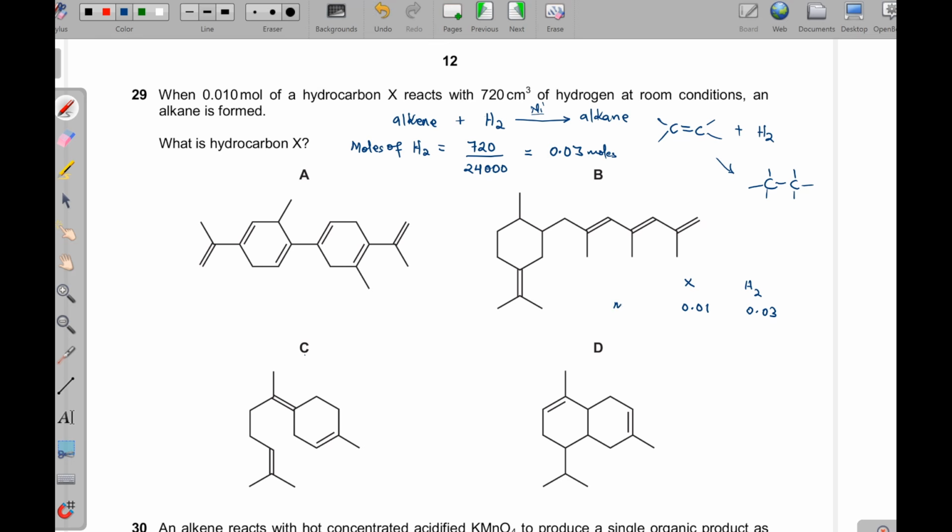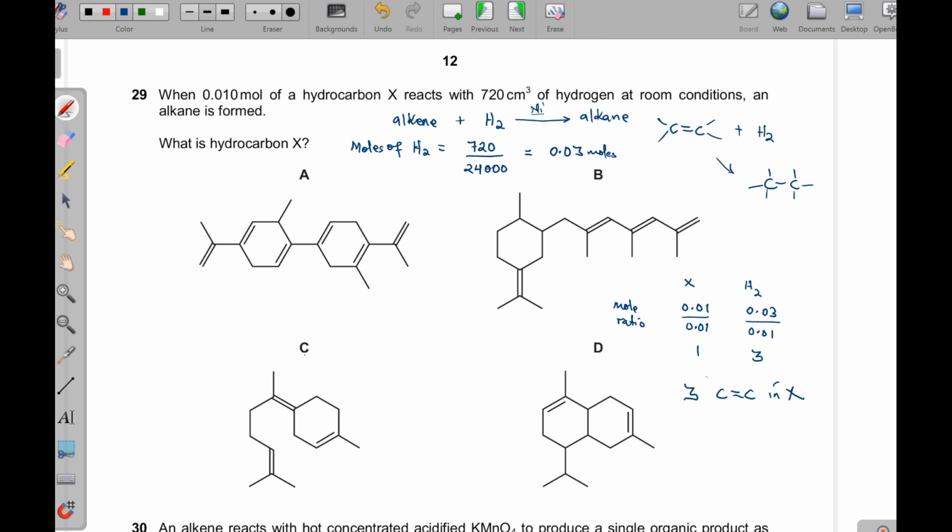For the mole ratio, you divide all through by the smaller one. Automatically this one will be 1, this is 3. So this simply implies that 3 moles of hydrogen are used for 1 mole of X. You see that? So that means there are 3 carbon to carbon double bonds in X.